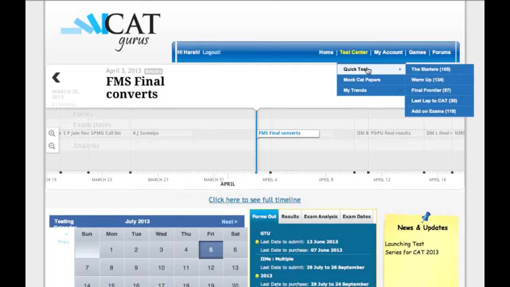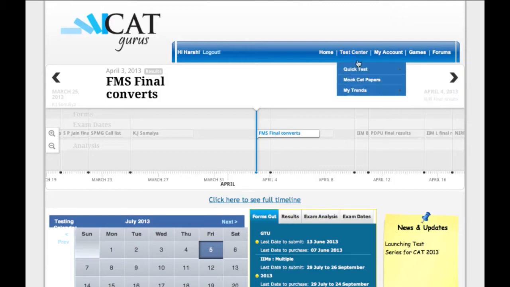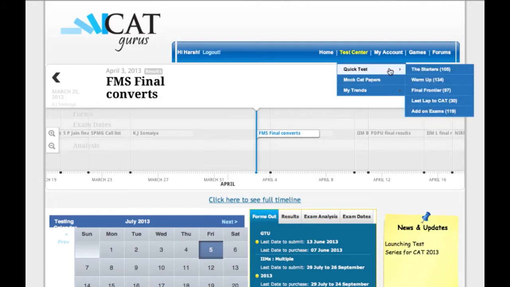Now in this session we will understand how to use CATGurus, how to use its testing platform. Now in a test center, if you look, there is something called quick test, there is something called mock CAT. Let's understand them by going inside.